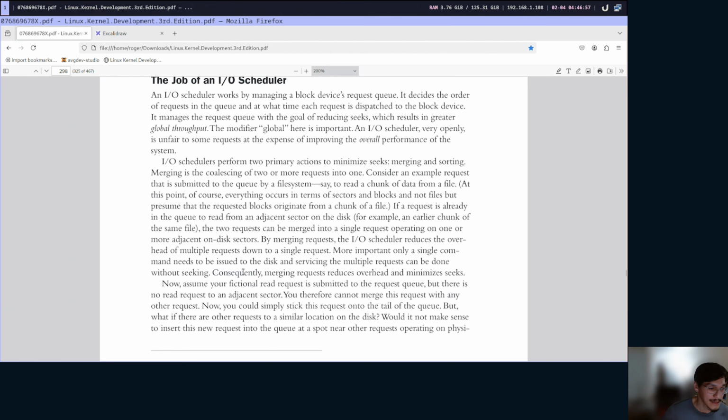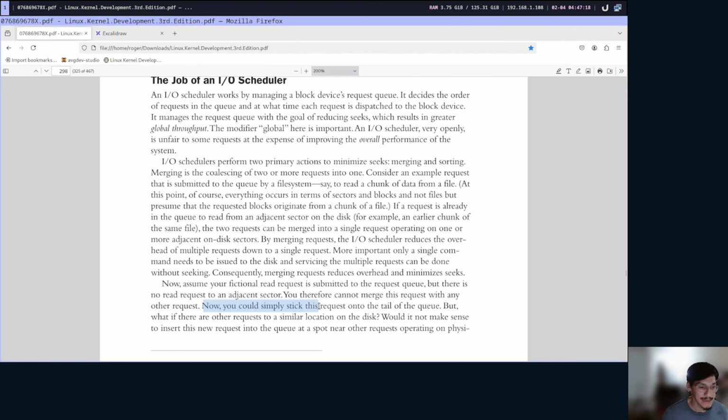Consequently, merging requests reduces overhead and minimizes seeks. Now assume your fictional read request is submitted to the request queue, but there is no read request to an adjacent sector. You therefore cannot merge this request with any other request.